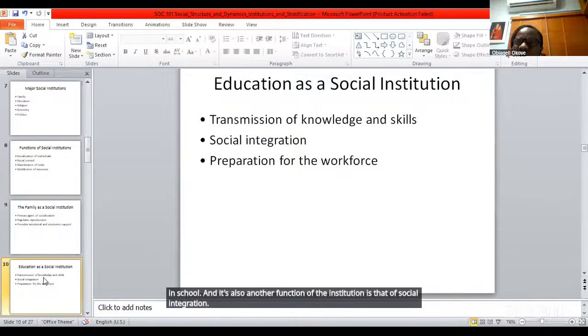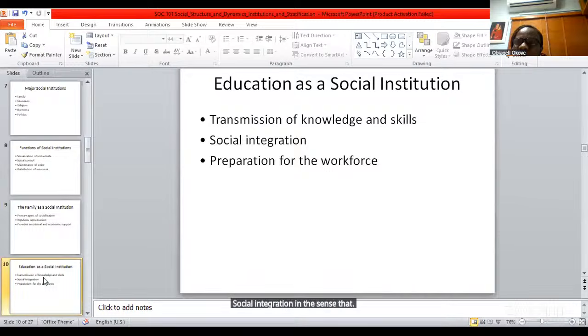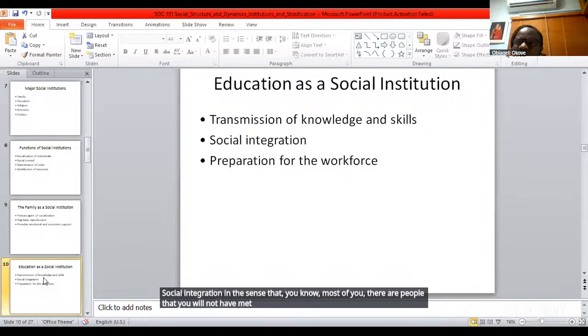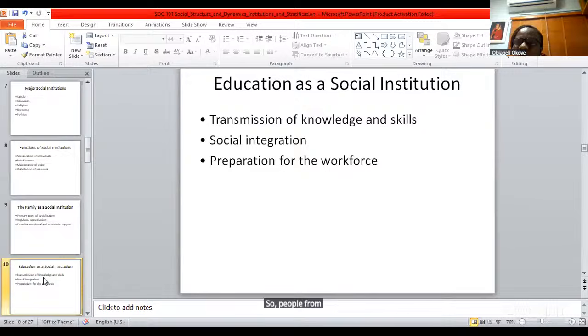Social integration in the sense that, most of you, there are people that you would not have met in life if not that you've come to school. So people from different places come together to acquire knowledge. In so doing, you also interact with them. You know more about their culture. They become your friends, and in some cases, they become your friends and relations for life.